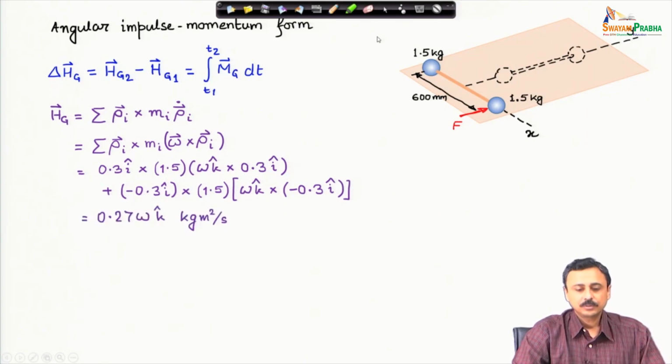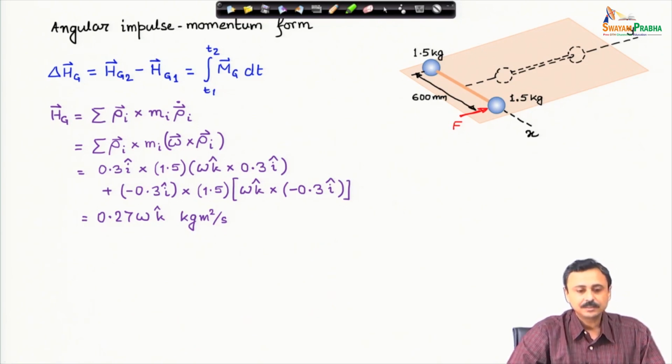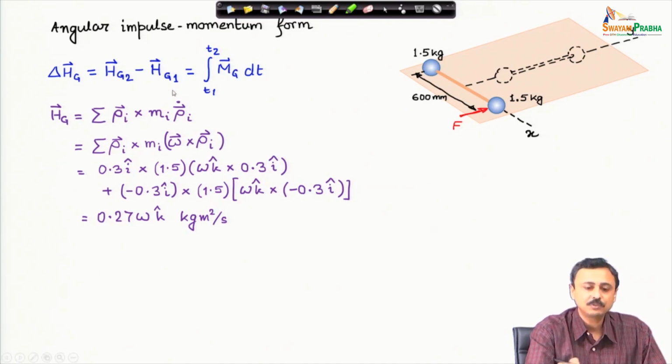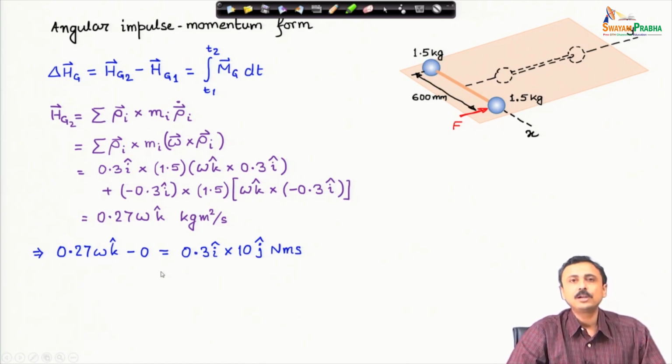Now, if you do this calculation, that turns out to be 0.27 omega k cap kg meter square per second. This is the angular momentum of this system just after the impulse has been applied, and this must be equal to, because the initial angular momentum is 0, it was at rest, this minus 0 must be equal to the angular impulse of the force.